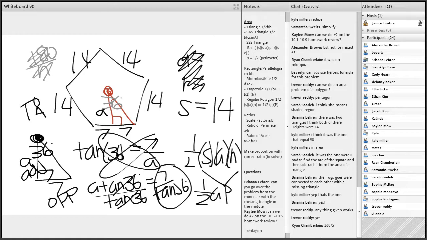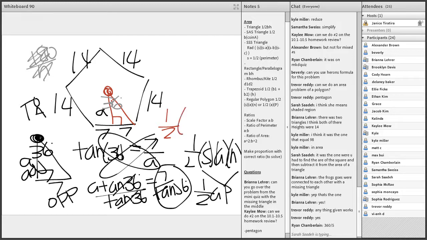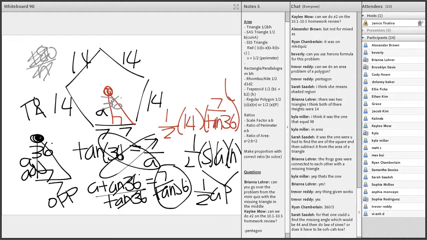So we're going to plug in everything. Trevor, hopefully you have a scientific calculator, and hopefully you can type it in so you get that practice before tomorrow. So you do 1/2. Your side length was 14. Your apothem was 7 over tan 36. And then the number of sides is 5.